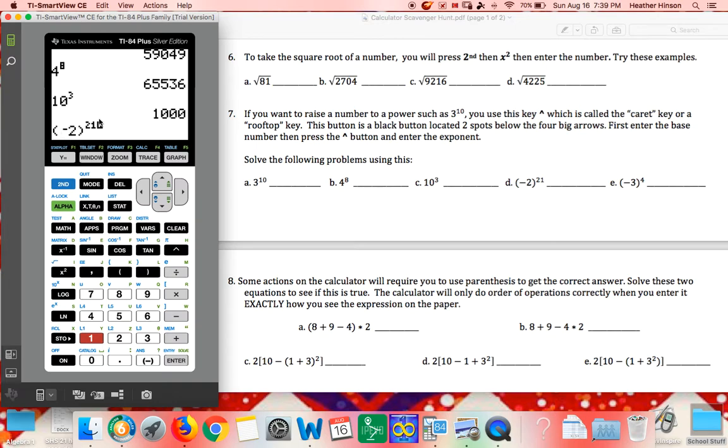Same thing over here. Don't put your exponent in the parenthesis. Don't drop your parentheses. Make sure it looks exactly the same. And then hit enter.